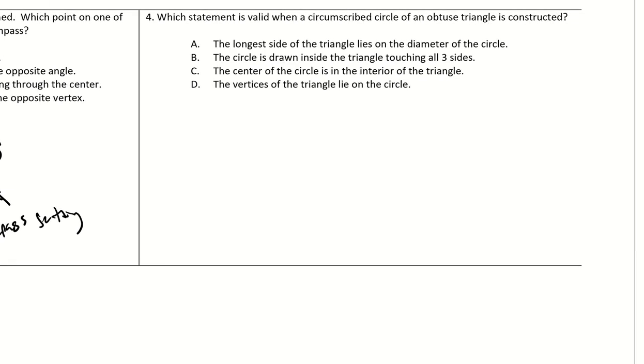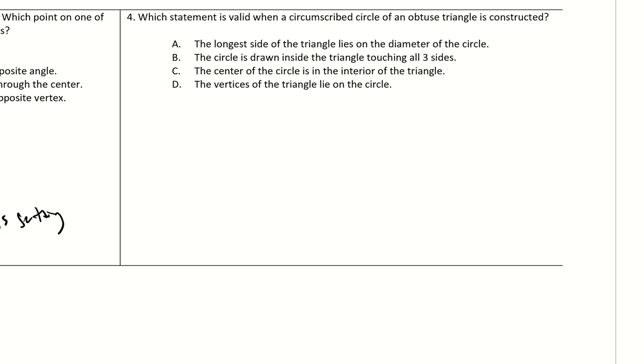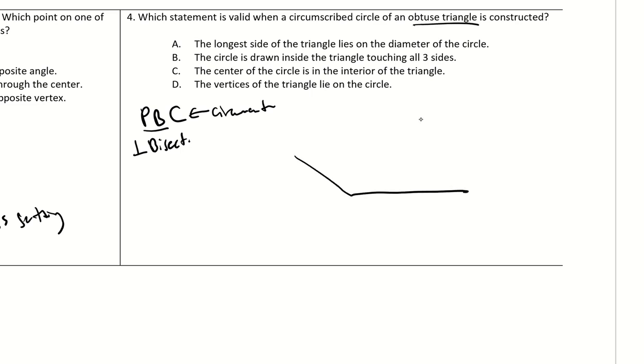All right, so which statement is valid when a circumscribed circle of an obtuse triangle is constructed? So circumscribed circle, remember that's going to be PBC, probably before Christmas. Perpendicular bisector, and then this is your circumcenter. Okay, so if you have a triangle that is obtuse, this is an obtuse triangle because this is an obtuse angle there. Then you're going to construct perpendicular bisectors.